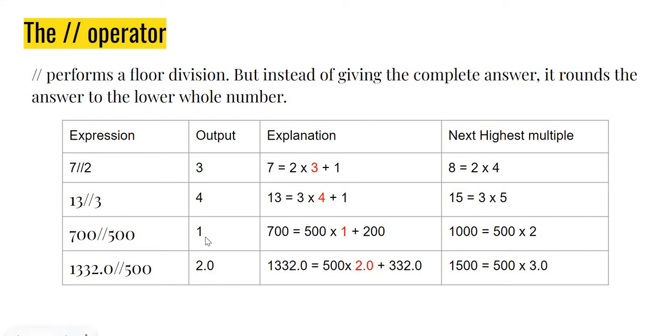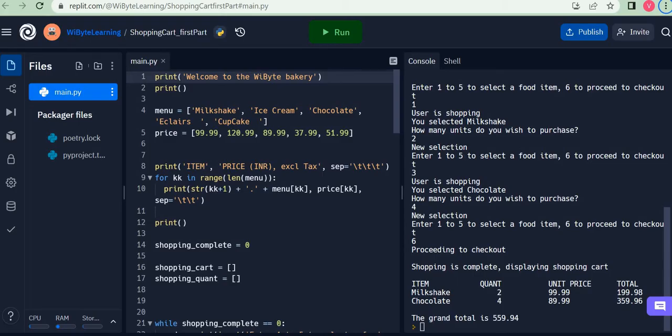700 floor division 500 is 1, because again 700 is 500 times 1 plus 200. 1332.0 floor division 500 is 2.0. We'll talk about this in a moment. But the reason it's 2.0 is because 1332.0 is 500 times 2, which is 1000, plus 332. So once again, it's going to be 2 point something, but instead of that, we get 2.0. Now, let us see these examples working in the Python console, and we will understand this much better.